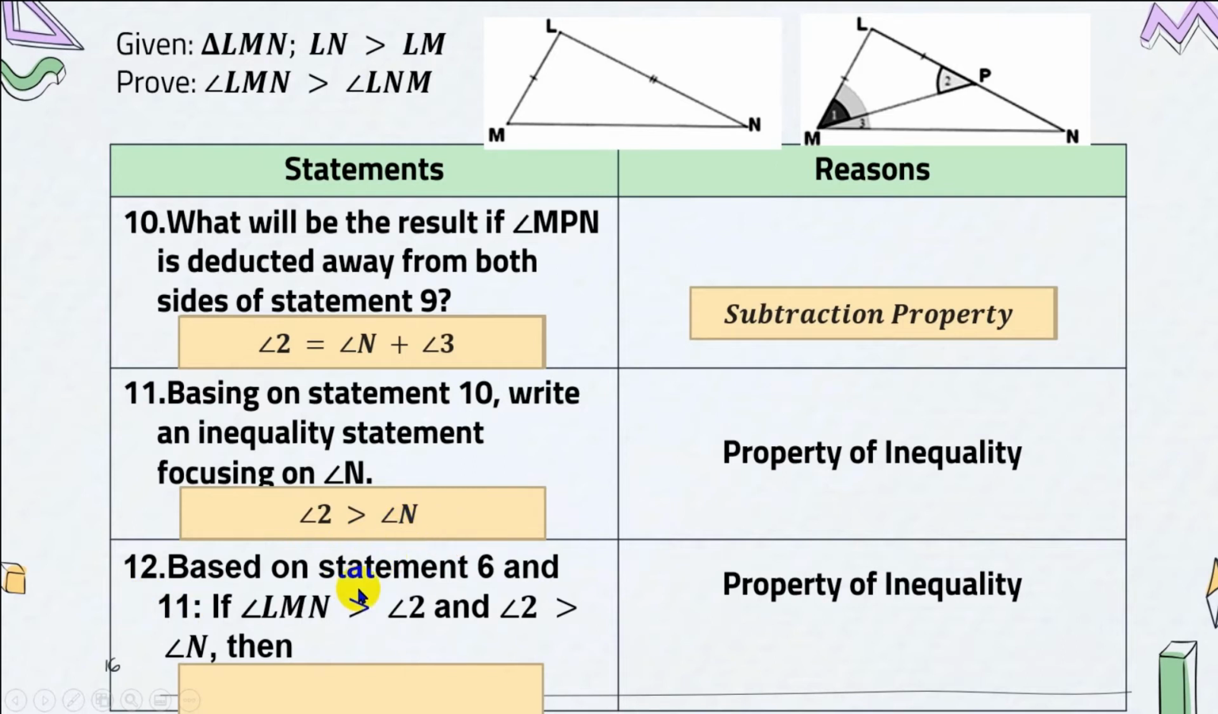And based on statement 6 and statement 11, if angle LMN is greater than angle 2 and angle 2 is greater than angle N, so ibig sabihin, mas malaki po ang angle LNM kaysa kay angle N. So, yun po yung ating kailangang i-prove. This is the last part of our statements and reasons. Angle LMN is greater than angle N or angle LNM.